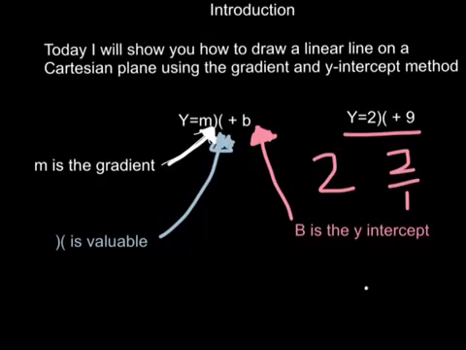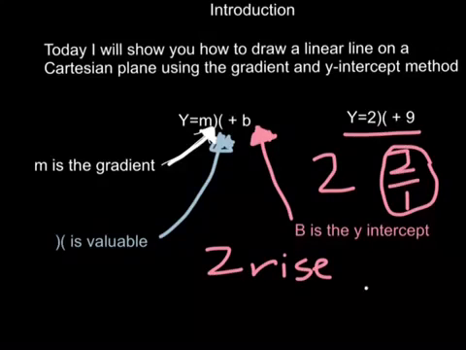Now, the 2 in here is 2 rise. We rise 2. I'll explain to you a moment later. And the run is 1, so it will be 1 run. Now, 2 rise means we need to rise from 0 up 2, and then we have to run 1.